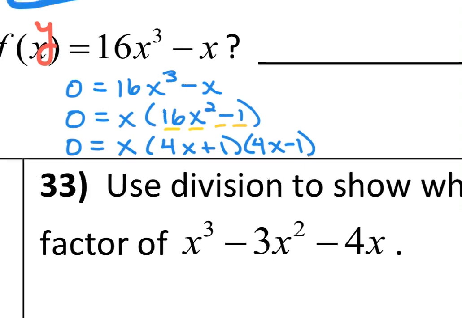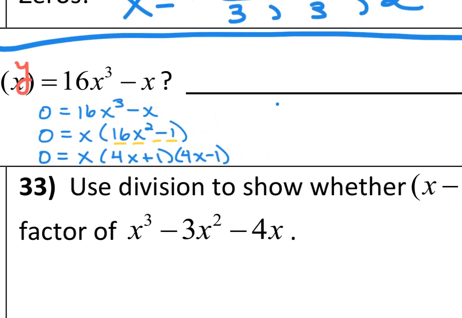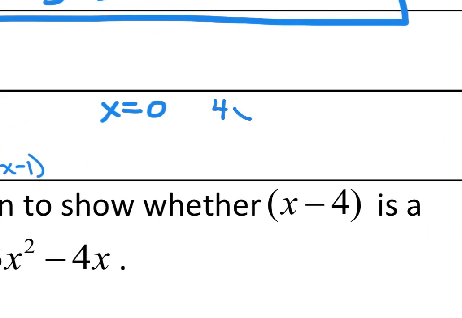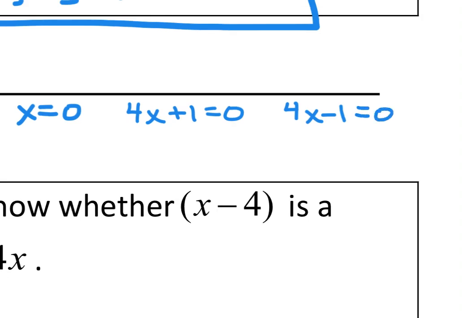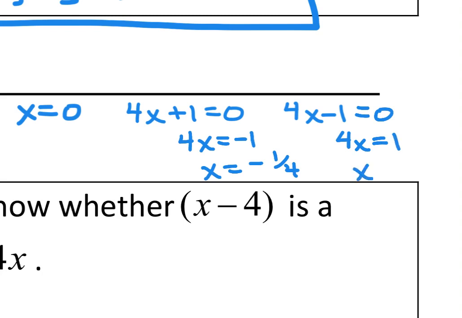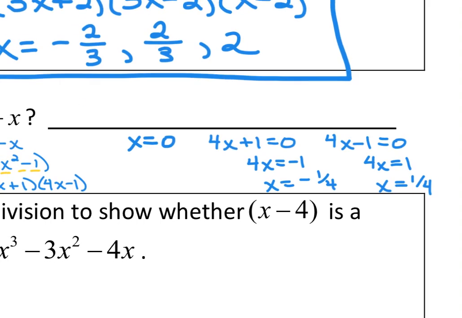Now, if my factors are each set equal to 0, I've got x equals 0, 4x plus 1 equals 0, and 4x minus 1 equals 0. So 4x equals negative 1, or x is equal to negative 1/4. Or 4x equals positive 1, and x equals positive 1/4. And so my answers are x equals 0, positive 1/4, and negative 1/4.